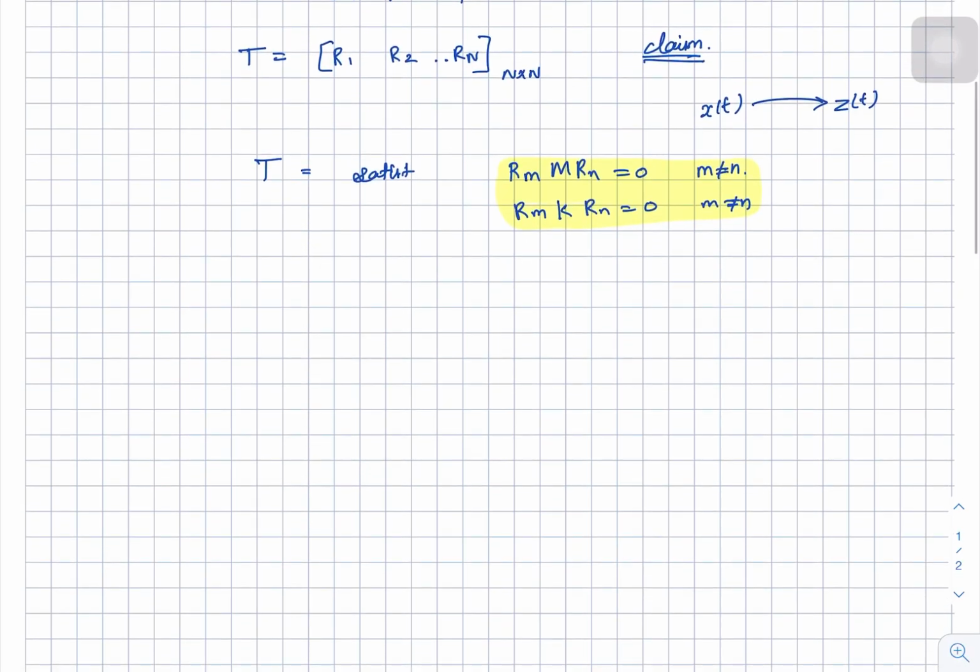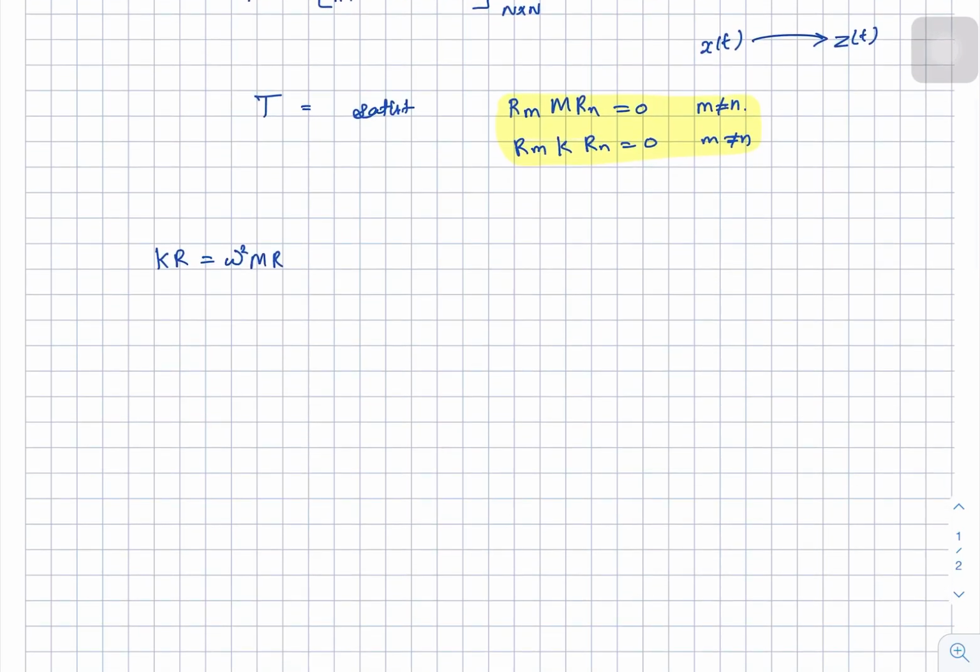So in order to do that, we will write that equation: K r equal to omega square M r. Then we have found a matrix T, which for the time being I will write as phi: r1, r2, rn. Each one is an n into 1 vector, therefore it is an n into n matrix. This is called the modal matrix, because it will tell the mode shape of the system.